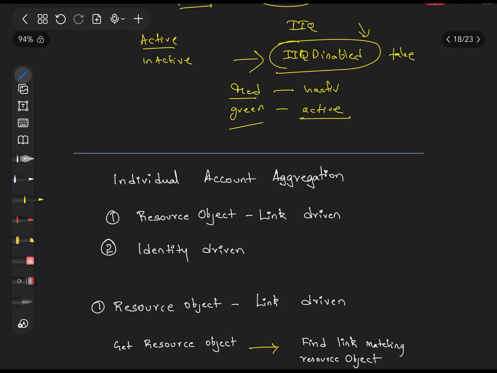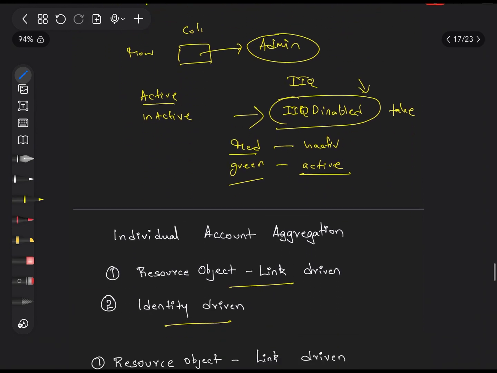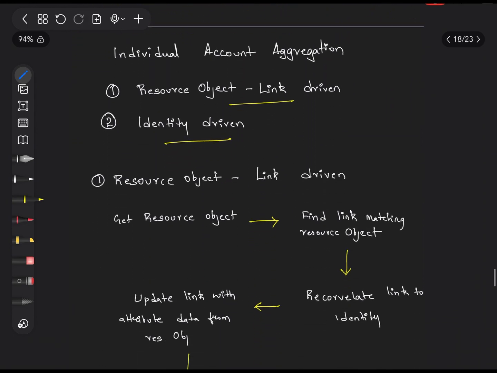Then we have the individual account aggregation process. So we have two phases, resource object link driven and identity driven. Physically, what happens here is, as I mentioned, we'll get a resource object, right? The resource object will be converted to a link, then stored or tagged to an identity. So the first phase is resource object link driven, then link to identity driven, like creating or tagging a link to an identity. So we have two phases here.